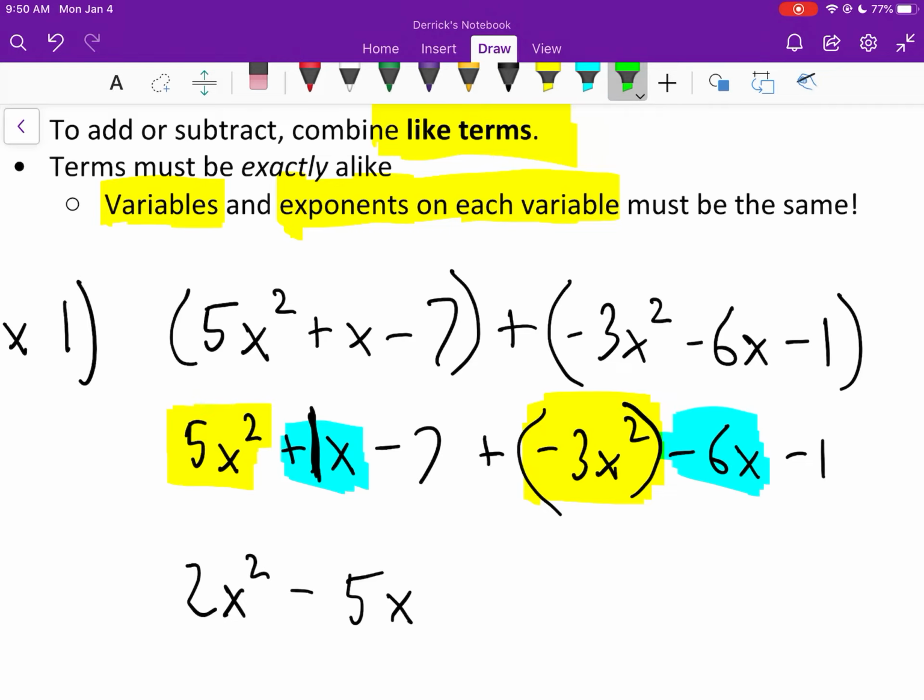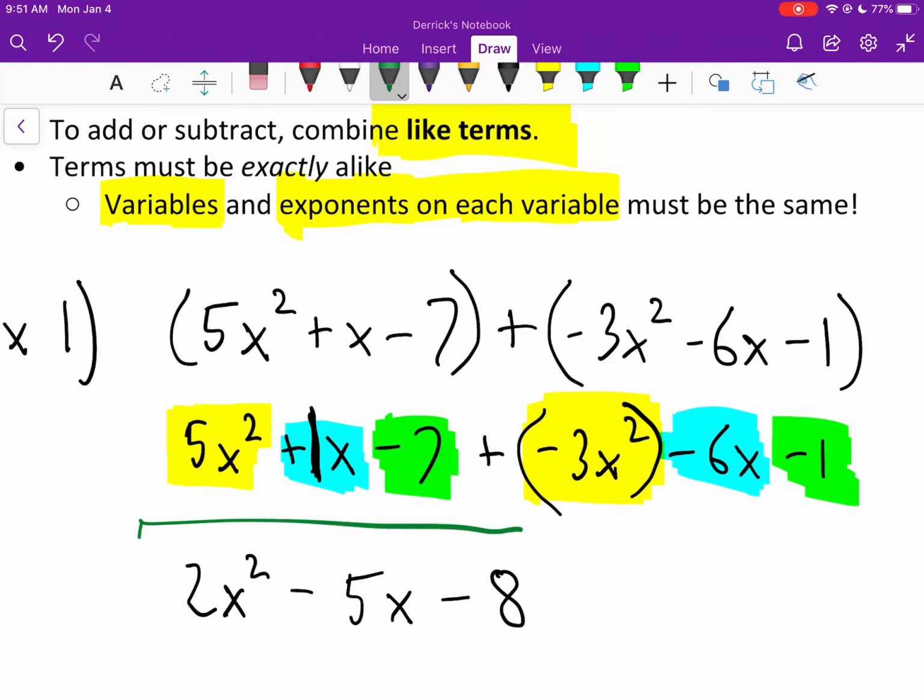And then finally, I see that I have a negative 7, just a constant, no variables with it whatsoever. I also have a negative 1 over here that again is just a constant, has no variables with it whatsoever. So those are like terms because they both have no variables at all. Negative 7 minus 1, or negative 7 plus a negative 1, would be negative 8. And that would be our answer for this example.